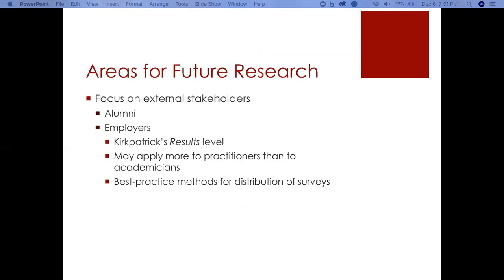In fact, if I were to do this project over again, I think I would focus more on external stakeholders, particularly alumni and employers. There were a few surveys or articles that included input from alumni, very few that included input from employers. So I think this is an area that needs to be explored a little bit more. It really fits with Kirkpatrick's results level. And even though it may apply more to practitioners than it does to researchers and those going into academia, I think it's an area that could be explored a little bit more.